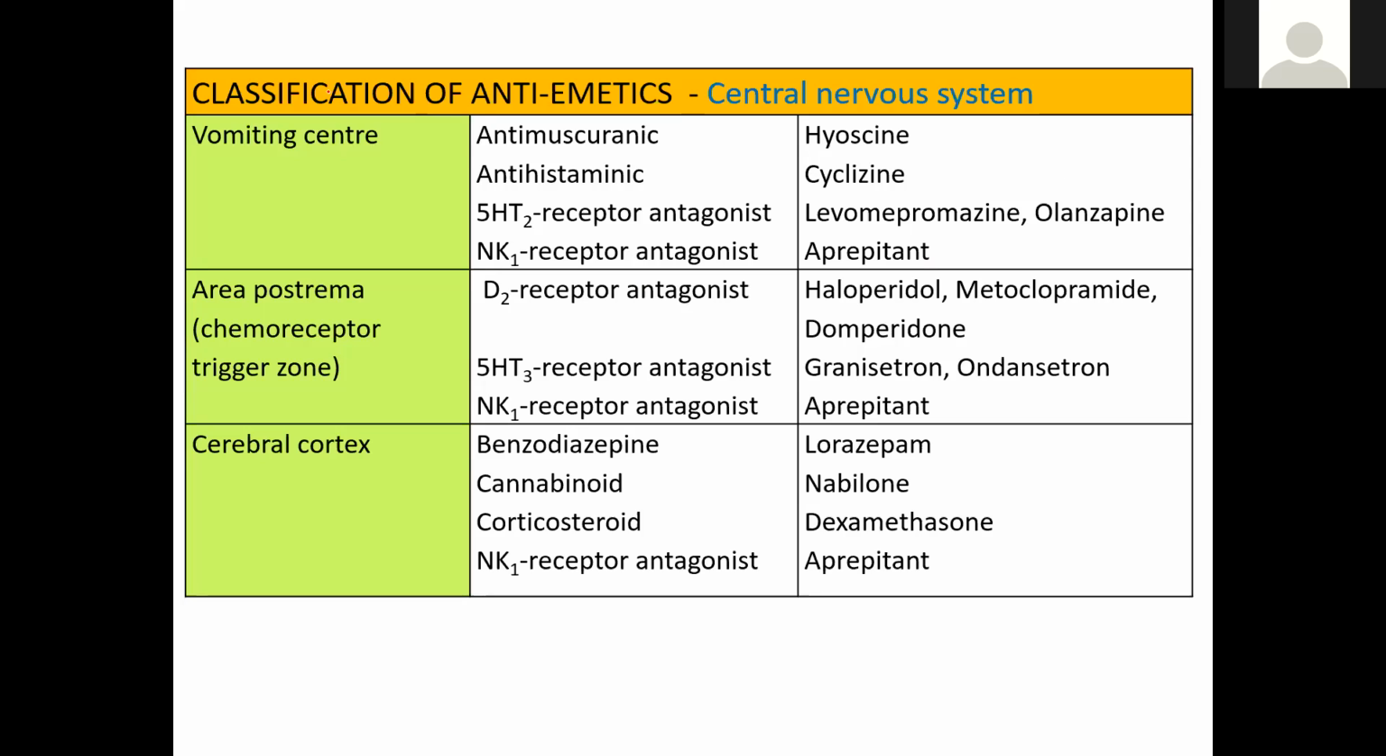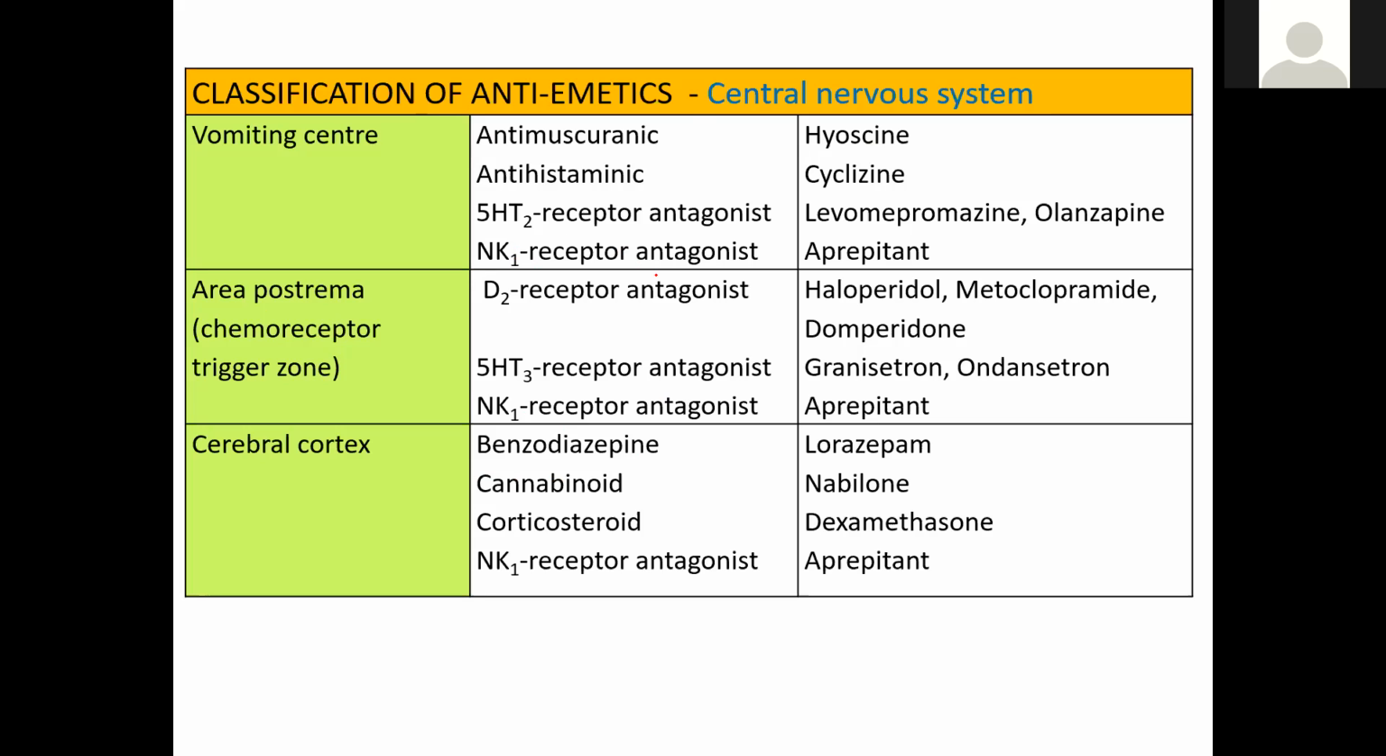So first, we deal with the vomiting center. In the picture we have seen, in the vomiting center, you can see antimuscarinic, antihistamine, 5-HT2 and NK1 receptor antagonist. Antimuscarinic means we have to block that, that is, we have to give hyoscine. If it is H1 receptor blocking, we have to give cyclizine. 5-HT2, then you have to give a 5-HT2 receptor antagonist. So likewise, we can relate.